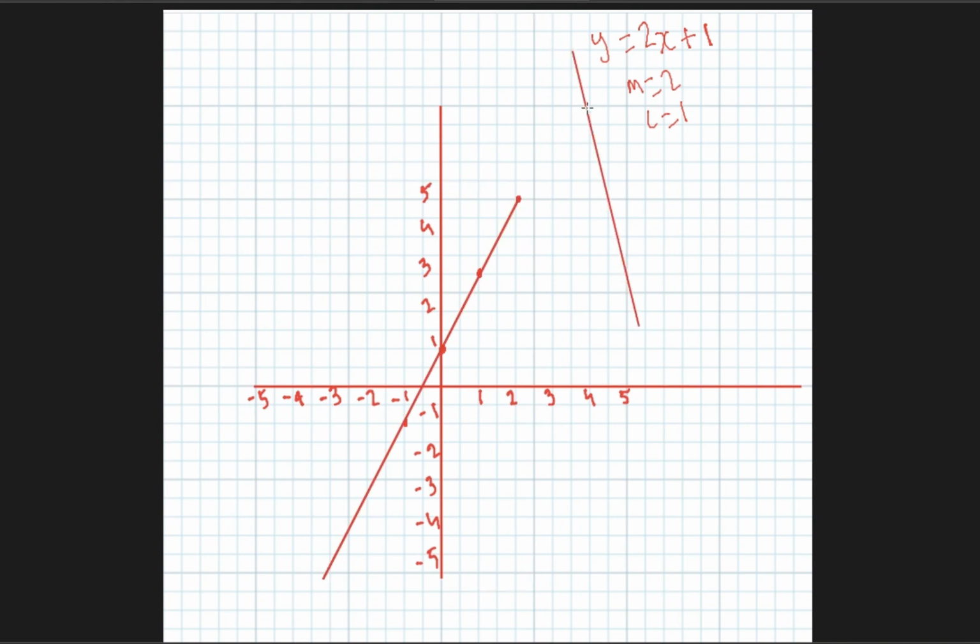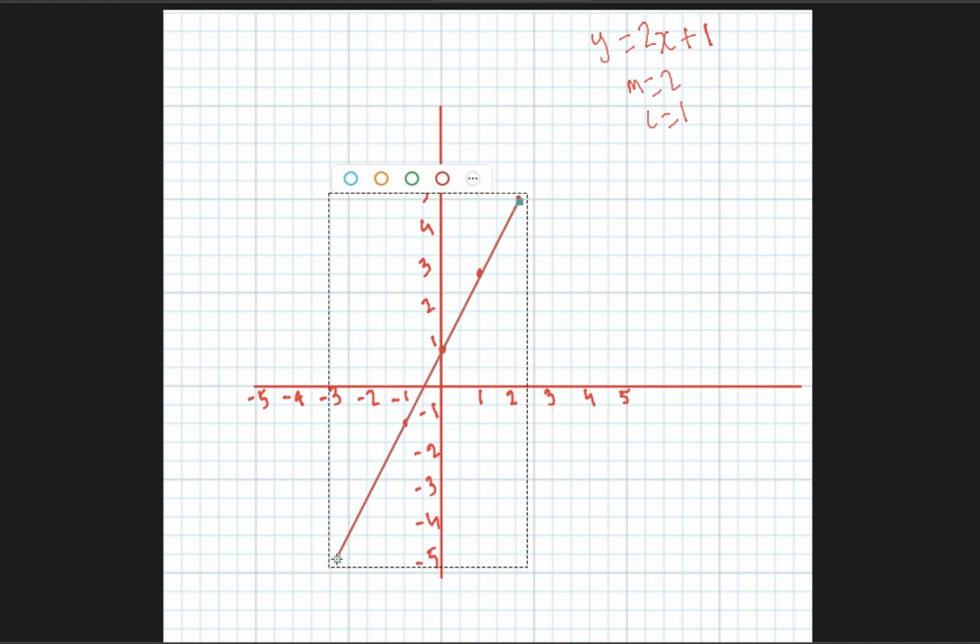So what makes it, oops, let me get that back. Put that line back. Right there. It's going to go through all those points. So what makes it a line is that you cannot change m. This value for m must stay the same, and the value for c must stay the same. If you change these values, then it's not going to be the same anymore. It's going to be a different line.